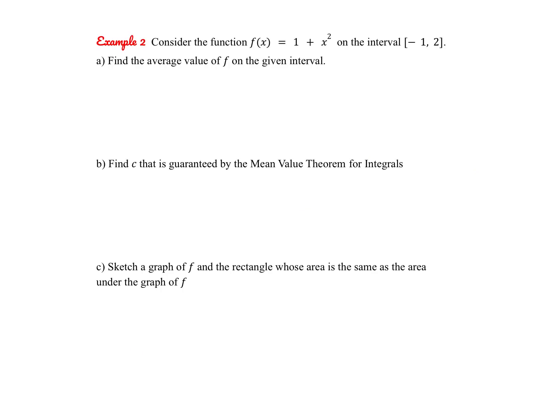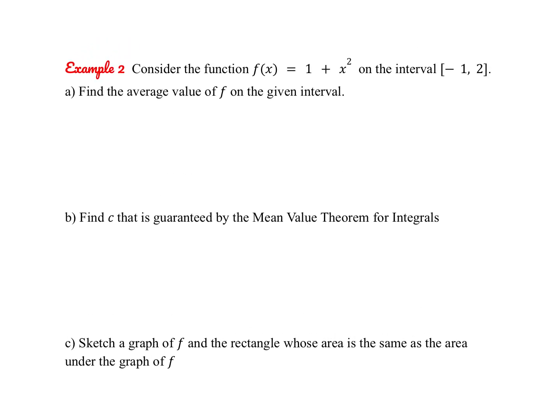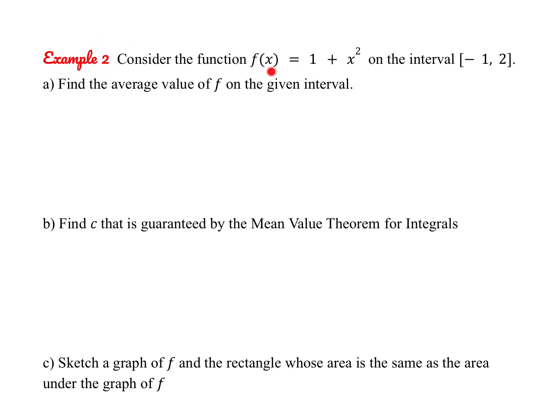All right, let's try one more example together. So here we're considering this function 1 plus x squared over the interval -1 to 2. So we're going to start by finding the average value of that integral, or the average value over that interval. So we'll use our formula. So f of c equals 1 over b minus a, so 2 plus 1, and the integral from -1 to 2 of 1 plus x squared dx.